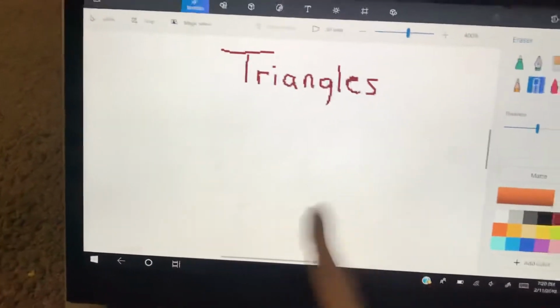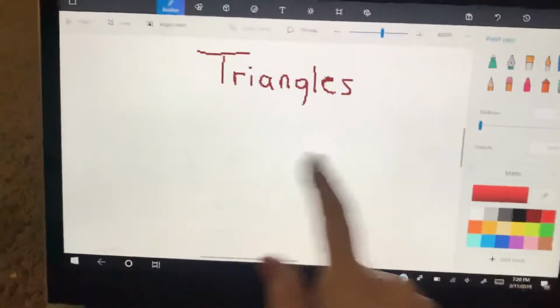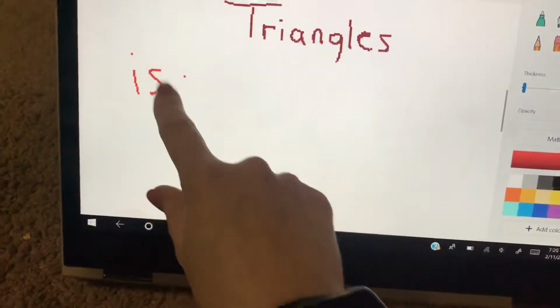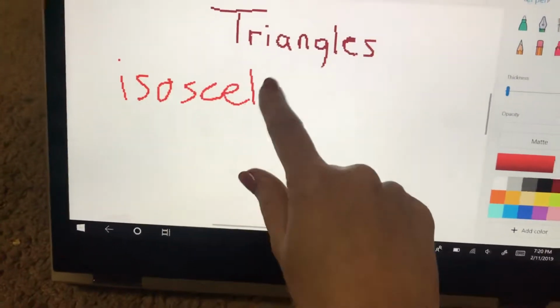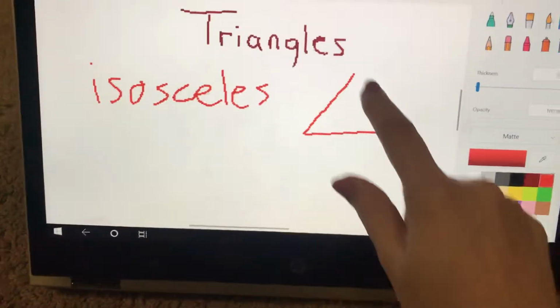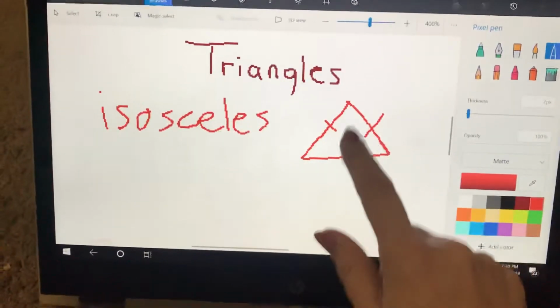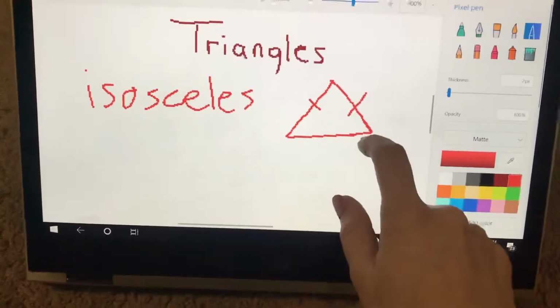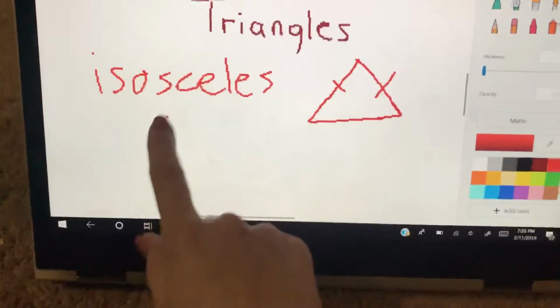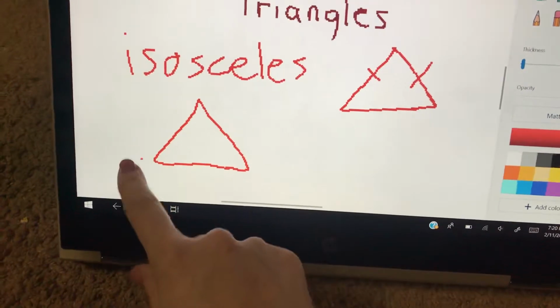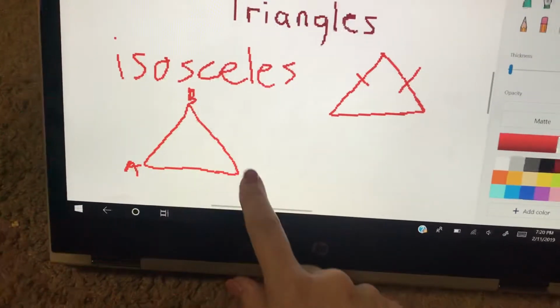The next triangle we're going to talk about is an isosceles triangle. With an isosceles triangle, instead of all 3 sides being equal to each other, 2 sides are equal to each other. So typically the base is going to be a different length.